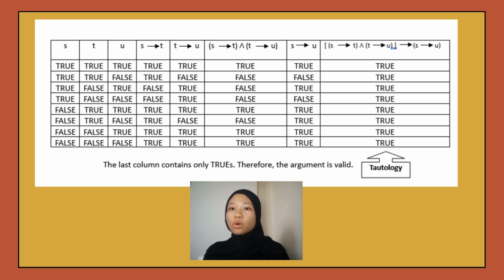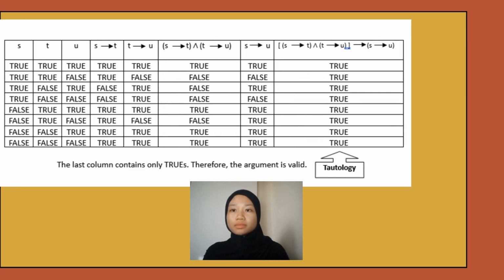For the last column, the whole combination, S implies T and T implies U, implies S implies U, the column is true, true, true, true, true, true, true, true. The last column contains only truths. So it is a tautology. Therefore, the argument is valid.